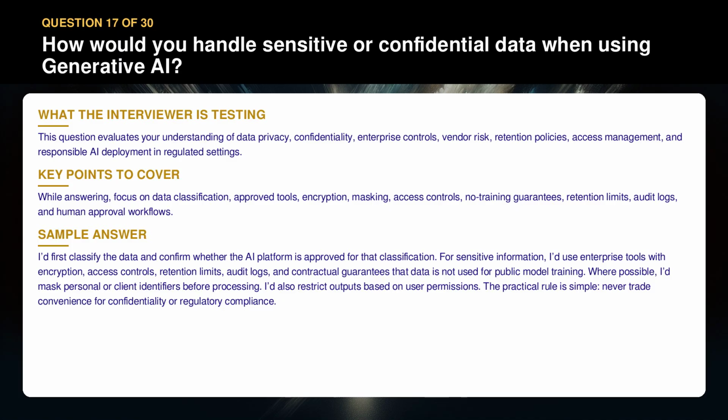I'd first classify the data and confirm whether the AI platform is approved for that classification. For sensitive information, I'd use enterprise tools with encryption, access controls, retention limits, audit logs, and contractual guarantees that data is not used for public model training. Where possible, I'd mask personal or client identifiers before processing. I'd also restrict outputs based on user permissions. The practical rule is simple: never trade convenience for confidentiality or regulatory compliance.